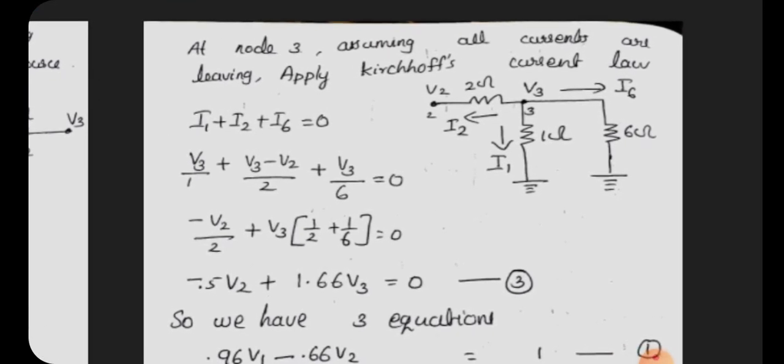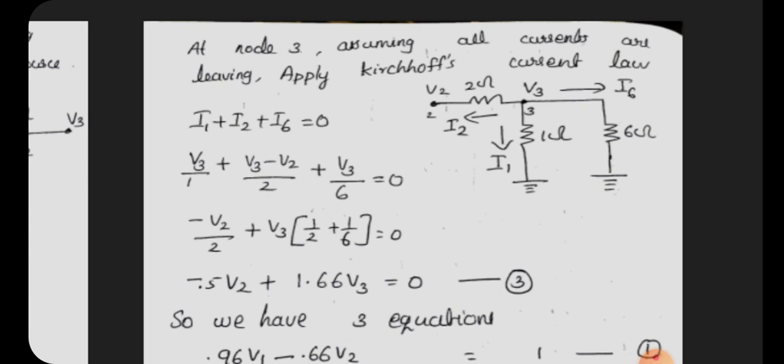There will be the V3 node, and we can mark the currents. Since there is no current source, we can mark all the currents as leaving the node. So I1 plus I2 plus I6 will be equal to 0. I1 is V3 by 1, and I2 is (V3 minus V2) by 2 ohm. Since the 2 ohm is connected between the third node and the second node, we have to take the differential voltages. So that will be (V3 minus V2) by 2. And next is I6. I6 is V3 by 6.